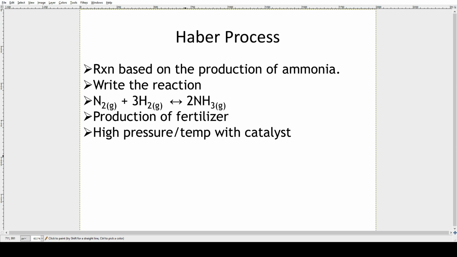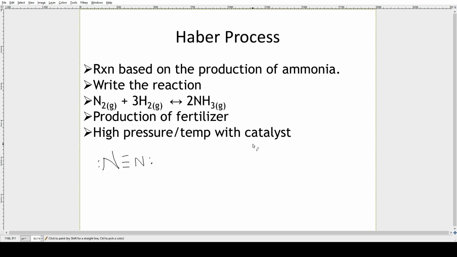Just random information, you don't necessarily have to know this, but nitrogen is held together by triple bonds. And triple bonds are really difficult to break. Let me draw my Lewis structure. So nitrogen is held together by these triple bonds, which are really difficult to break.